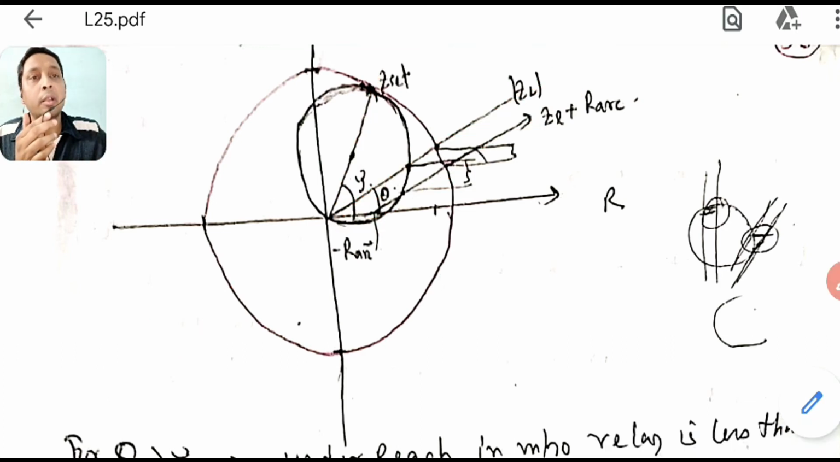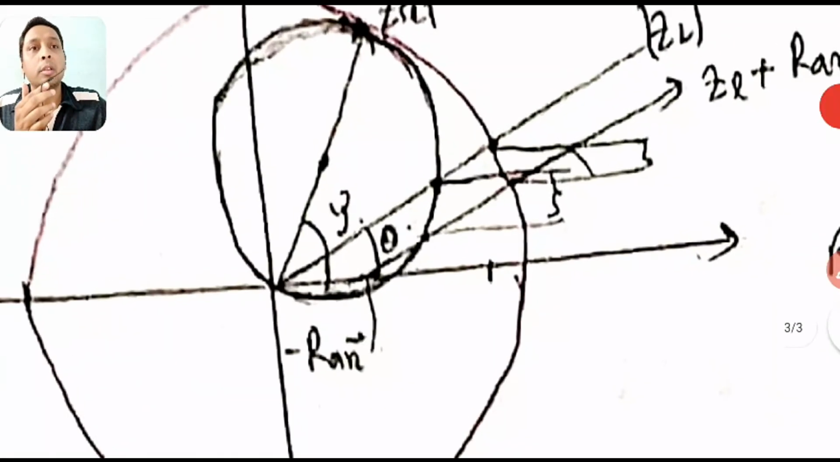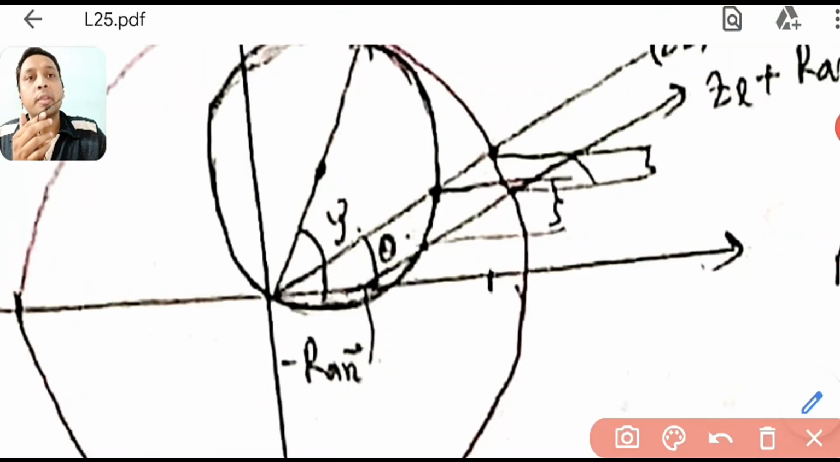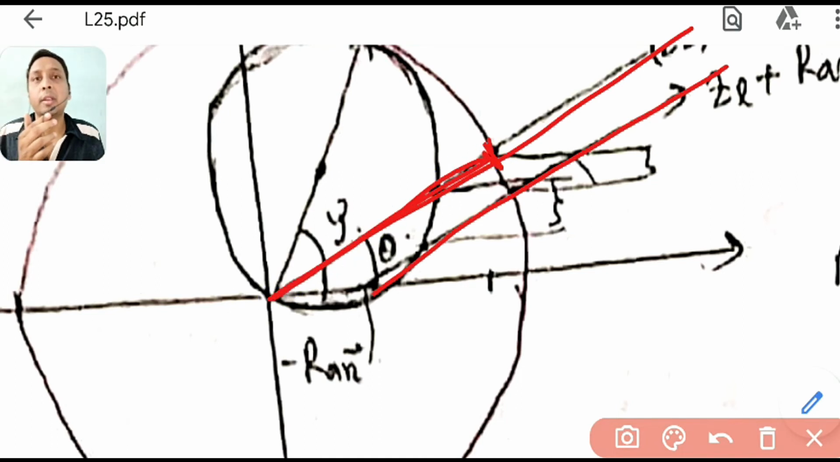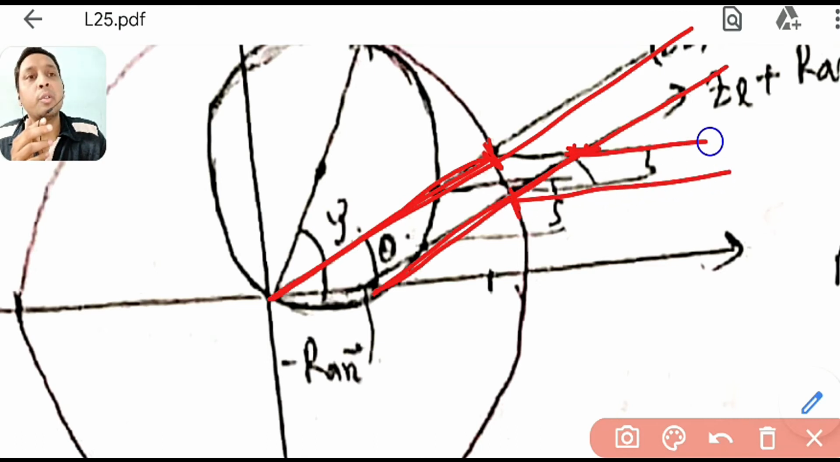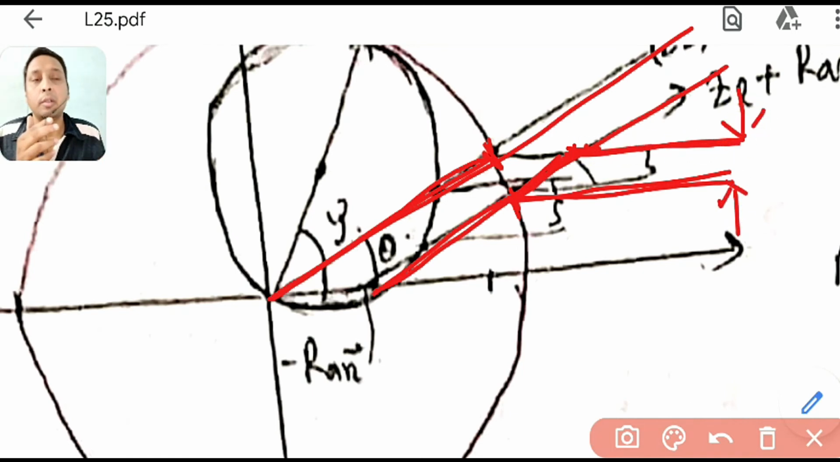Now see the underreach case. This was the earlier line, and this is my new one. Earlier the simple impedance relay was measuring this portion length. It is supposed to measure this same length, but it will be measuring only this much. So what is the shortage? From here to here it will not trip, because this comes outside the bigger circle. Let me mark this place. So this is the underreach for the SIR.